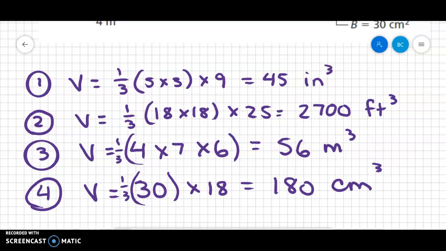So here are the answers to your practice problems. Notice that I started by writing out the equation and filling in the values. So each time I'm taking 1/3 of the base times the height, and my answer is always going to be expressed in cubic units.